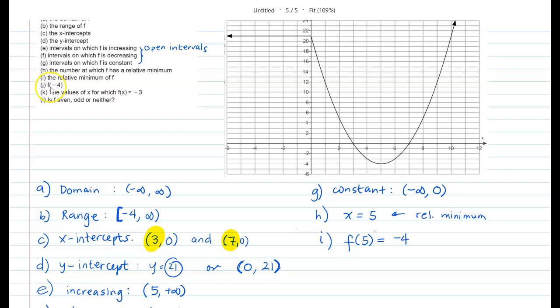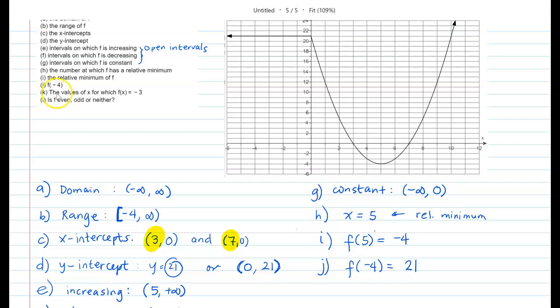And then, what is f of -4? That means you evaluate the function at -4. You locate x when x is -4, and you locate the y value. That is equal to 21. So f of -4 is 21.